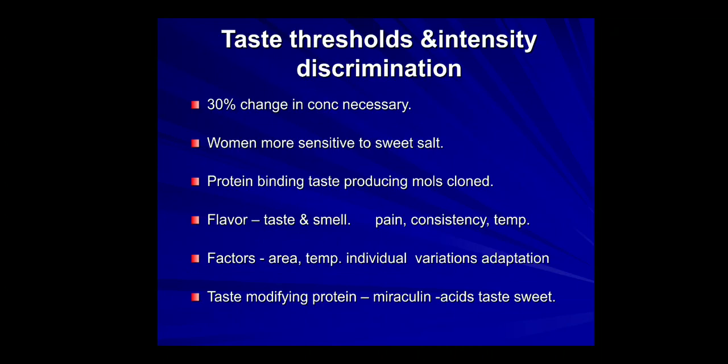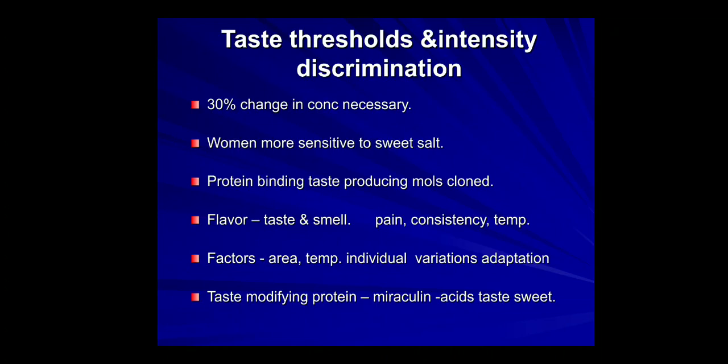Next, we'll see the taste thresholds and then intensity discrimination. Taste threshold means how much the substance should be present in a solution to be recognized as that solution. For example, to be recognized as a salt, the substance should be 0.01 moles, whereas to be identified as bitter, the substance quinine's concentration is just 0.000008 moles. This correlates with the notion that bitter serves a protective function against the alkaloids.